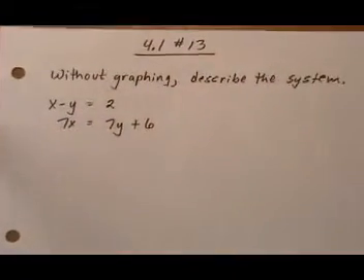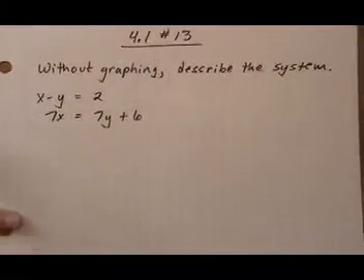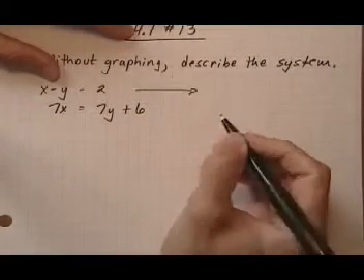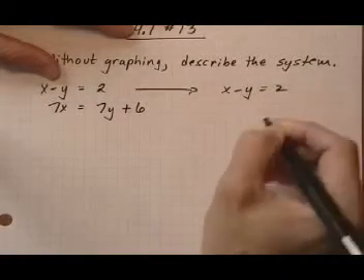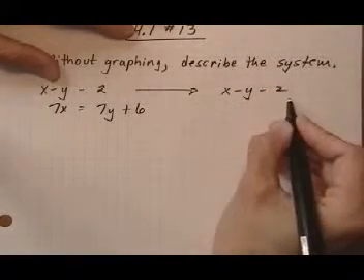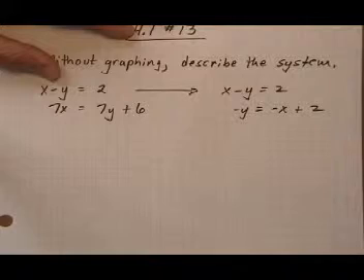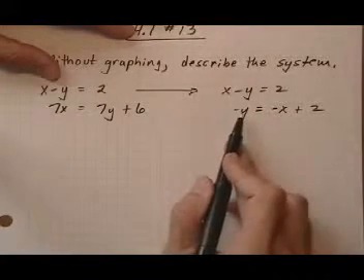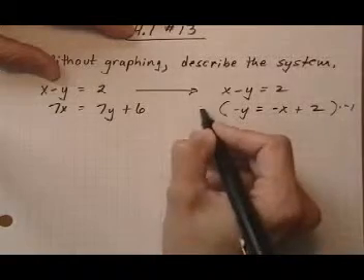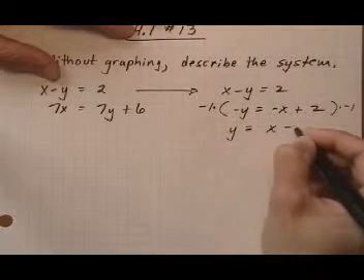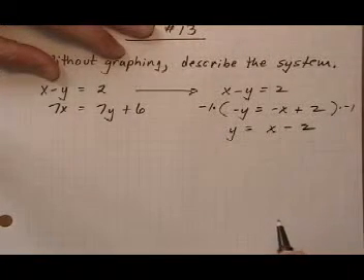So let's look at some problems. Number 13 and 14 that use this idea. Number 13. Without graphing, describe the system. So let's put each one into y equals mx plus b form. If I have x take away y equals 2, then I can take away an x on both sides. That gives me minus y equals negative x plus 2. Multiply every term by a negative 1, which is like multiplying both sides of the equation by minus 1. That clears away the minus in front of the y, and we get y equals x take away 2. So that's our first equation.